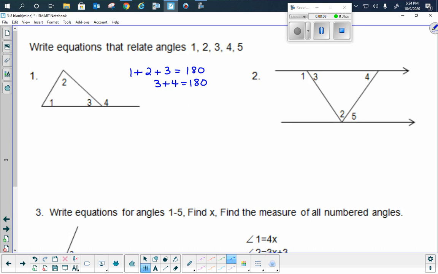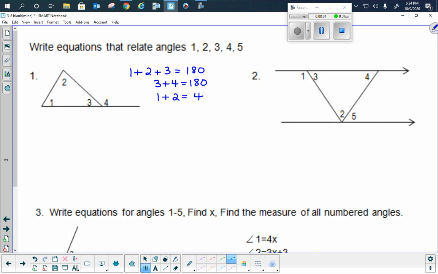The new stuff from today, we're supposed to know the exterior angle formula, which says that angle 1 plus angle 2 equals the exterior angle 4. Okay. I don't see any more for that problem. And now let's look at 2 and come up with as many as we can.